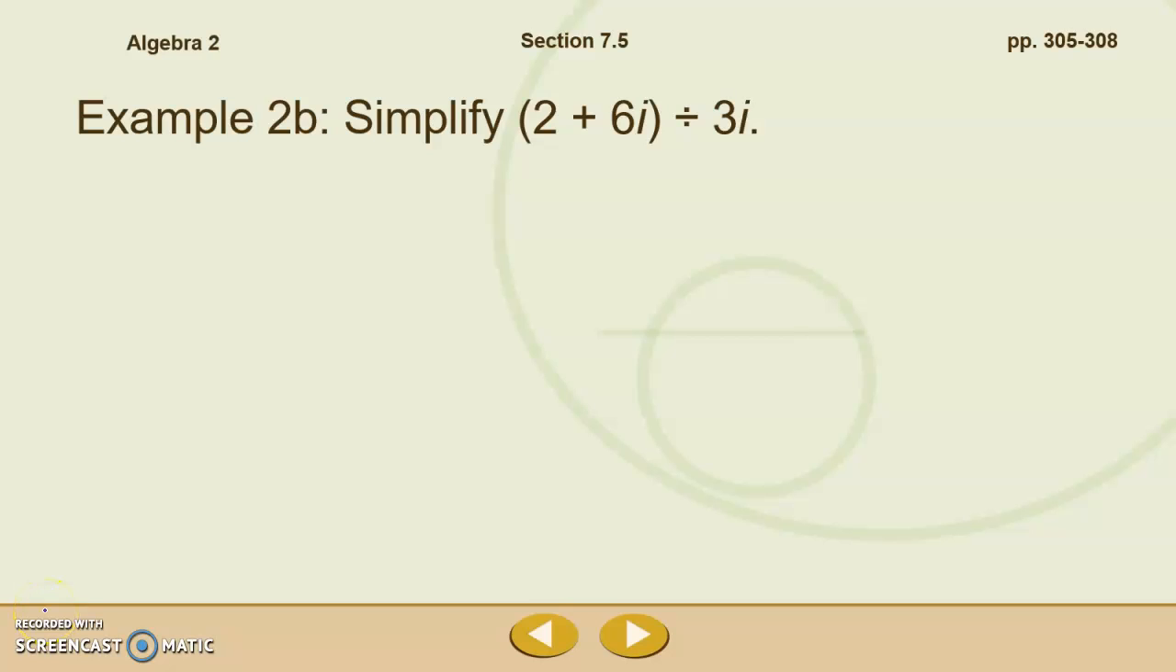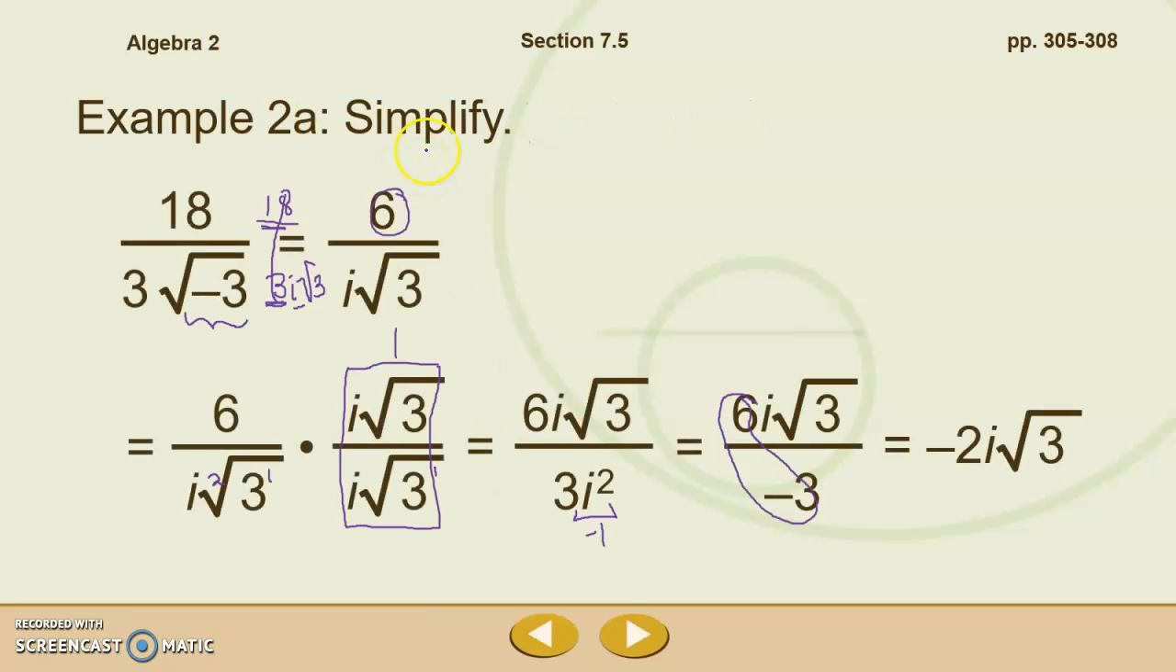Alright guys, this is part 2 of section 7.5, Quotients, and we are talking about how to work with imaginary complex numbers and rationalize denominators. And we're going to start with this example here, our second part with this example. We want to simplify the quantity 2 plus 6i, divided by 3i.